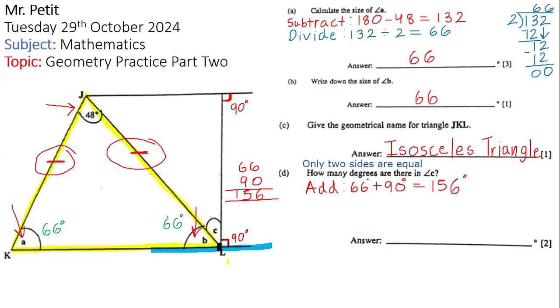Why are we subtracting from 180? Because angles on a straight line at a common point add up to 180. Very good. And the answer is 24.